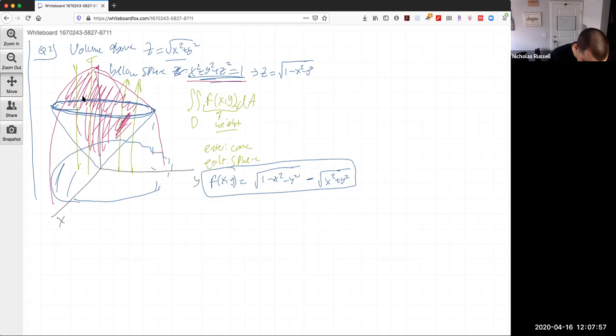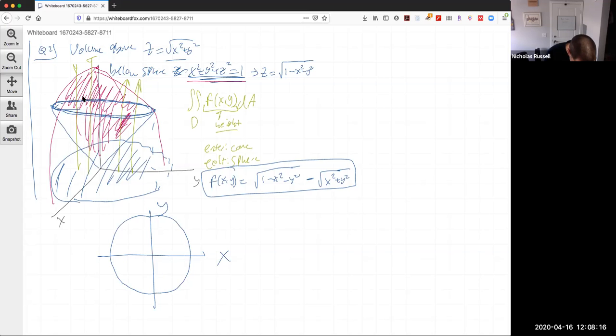Right? That would be the domain that I'm kind of worried about. That's the fattest part of that ice cream cone. Imagine I'm looking at the ice cream cone, I'm seeing the biggest part of that end right there. And so if I draw this out in the xy plane, it's just this circle. And that's what's being projected downwards.